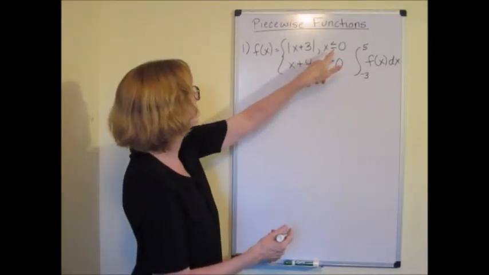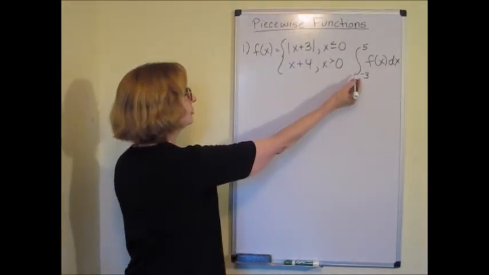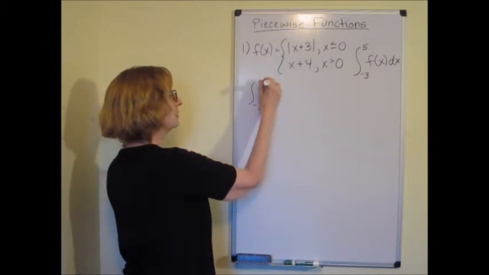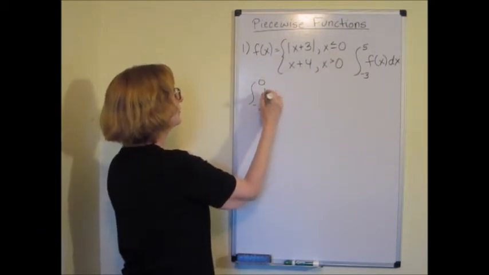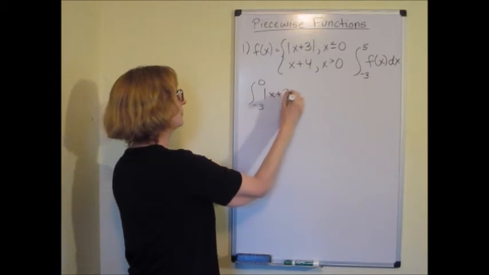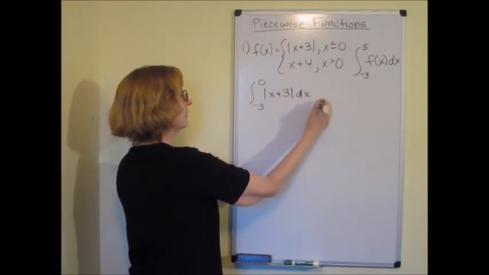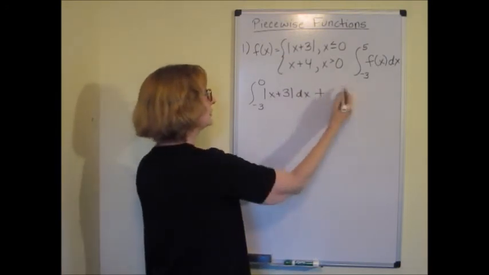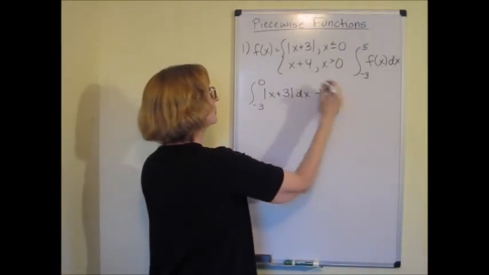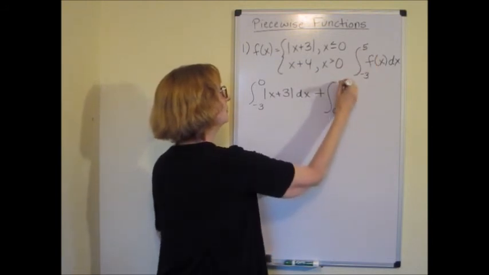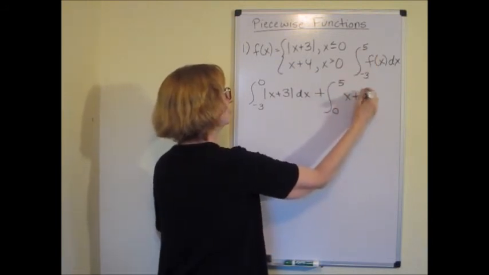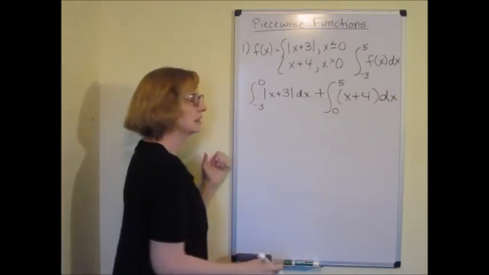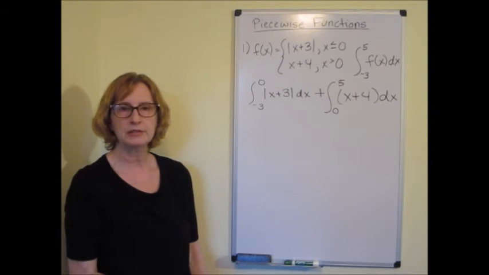For x less than or equal to 0, I'm going to use f of x as being from negative 3 to 0, right? The absolute value of x plus 3. And then I'll add that to this part from 0 to 5. We'll use the x plus 4 part. Again, let's see if we can just sketch each of these up.